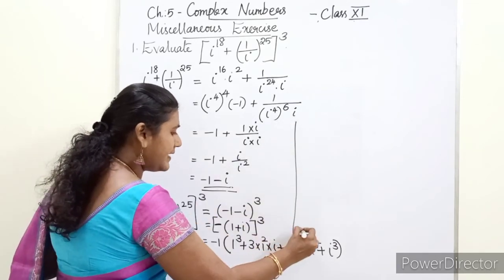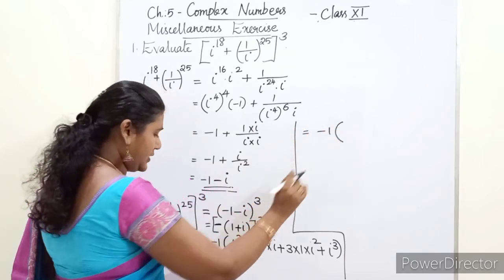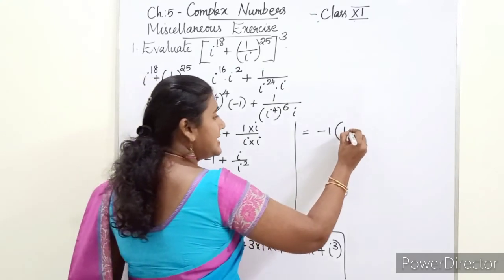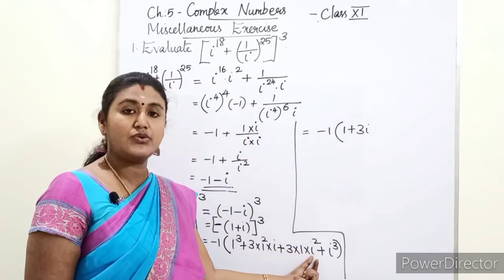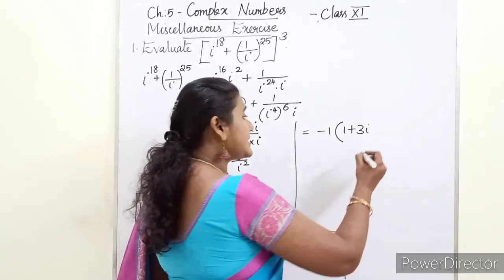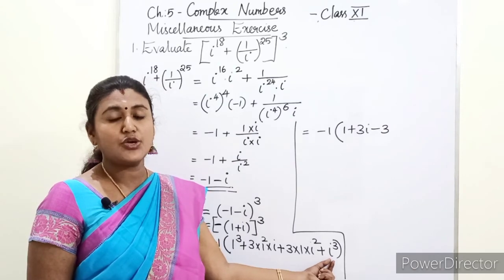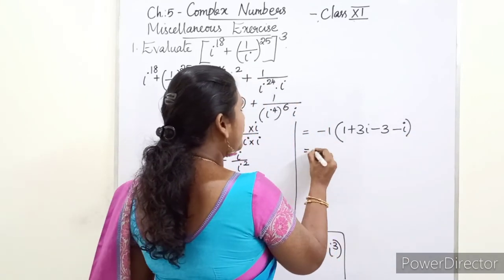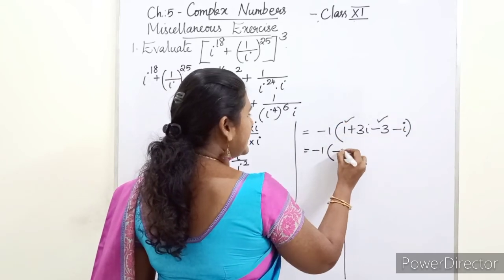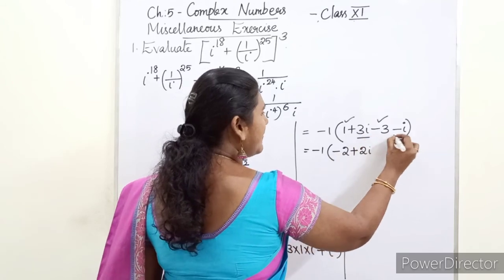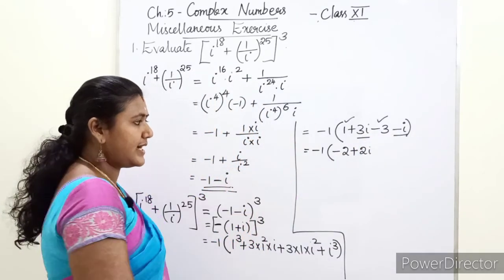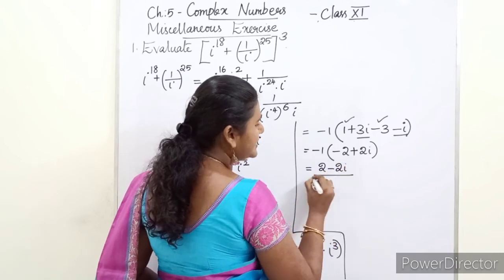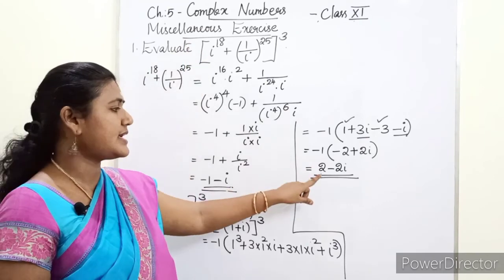Now we will simplify. So minus 1 into 1^3 is 1. Here 3 into 1^2 is 1, so 3 into 1 into i is plus 3i. And here i^2 value is minus 1, so the third term will become minus 3. And what is the value of i^3? We have already seen i^3 is minus i. So the last term will be minus i. So we will simplify this, that is 1 minus 3, that is minus 2. Now we will simplify the imaginary part, that is plus 3i minus i, that is 2i. Now we will multiply with the minus sign. So you will get the answer as 2 minus 2i. So the value of the given expression is 2 minus 2i.